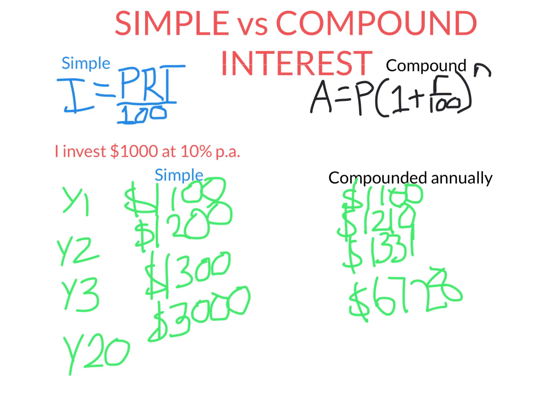So for simple interest, if you were to graph how much money you have, it would be linear, because you're going up by the same amount each time. For compound interest, it's exponential. It gets really big really quickly.